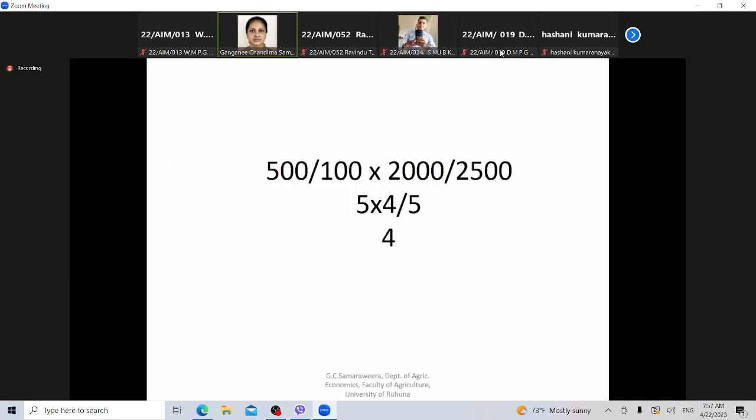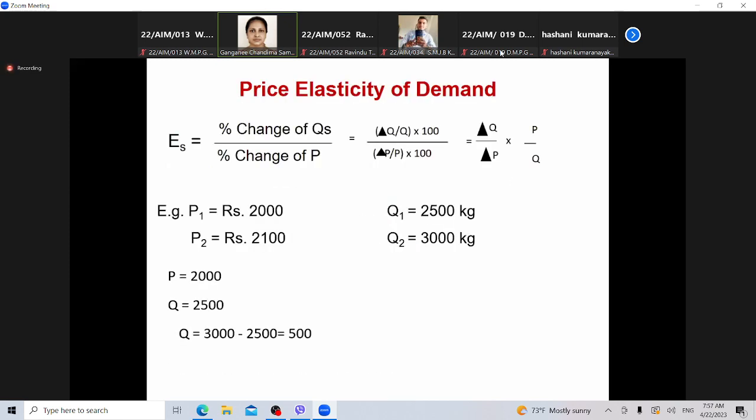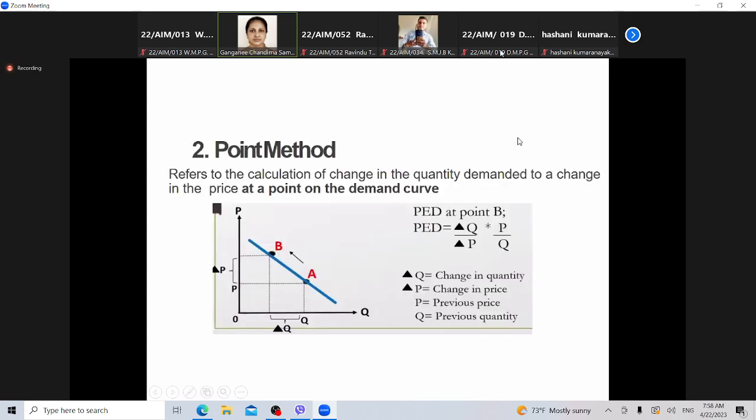In the percentage method, we derived how it comes: delta Q by Q, delta P by P, multiplied by 100. Then it comes like this. But in the point method, the final equation is the same, but we didn't show the percentages here. Only the exact values you can take and write, and now you can get the answer. So for the point method, you can now write the equation on a piece of paper.